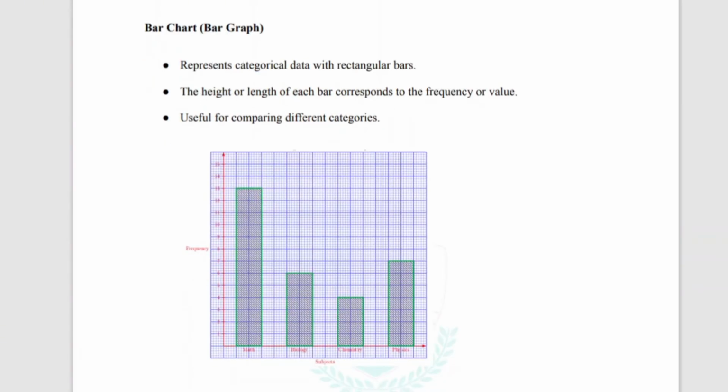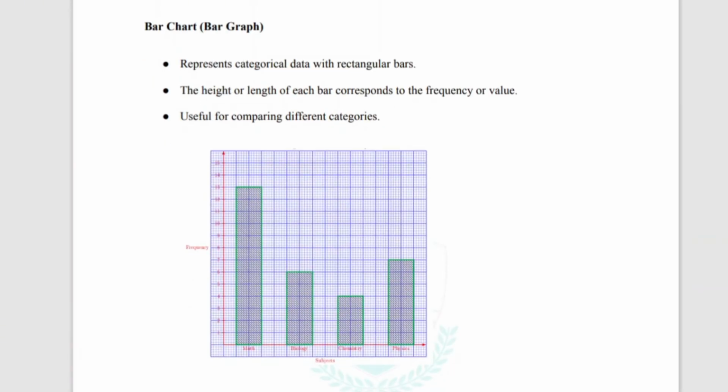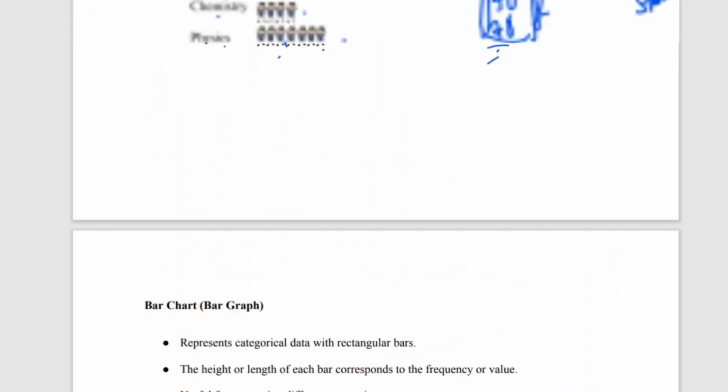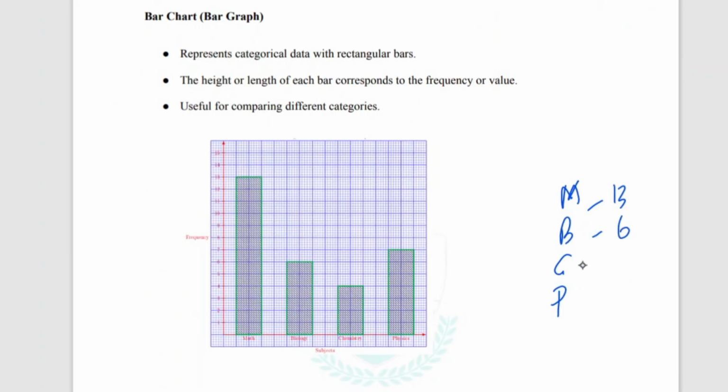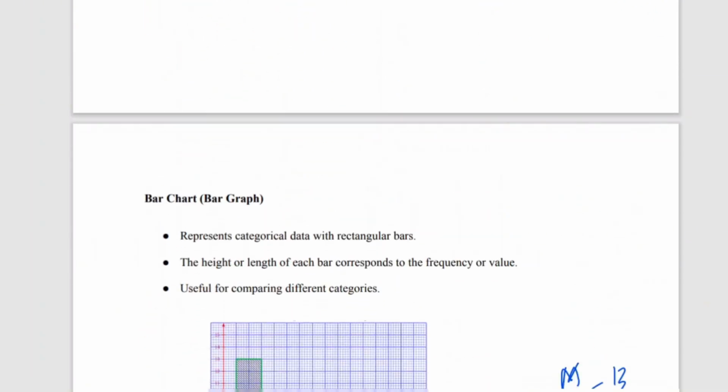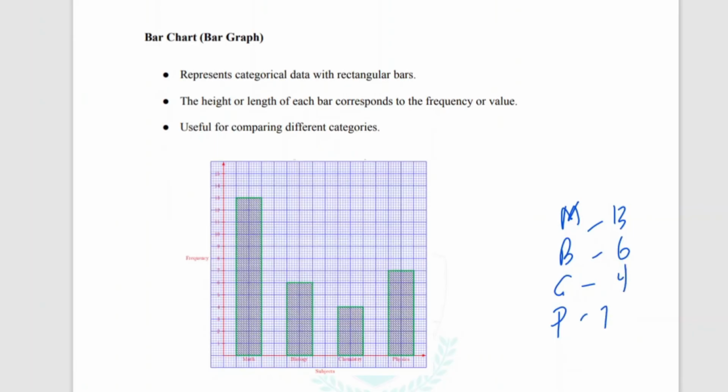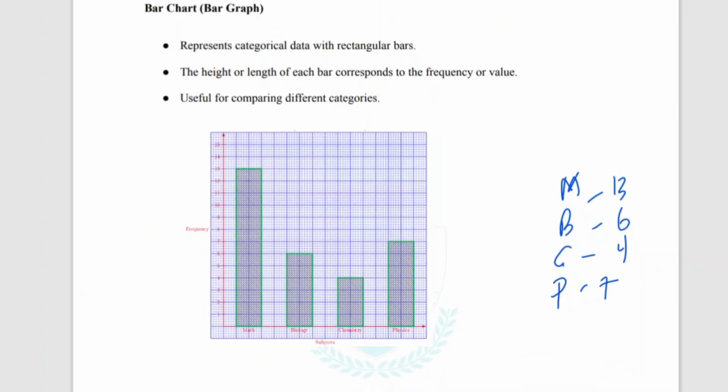We can also use a bar graph to represent the data which can be given. So in this case, we had our math, we have biology, we have chemistry, and then we have physics. We saw that math was 13, and then biology was having 6, and then chemistry was having 4, and then 7. So this information, the way it is, can also be represented using a bar graph. The height and length of each bar corresponds to the frequency.